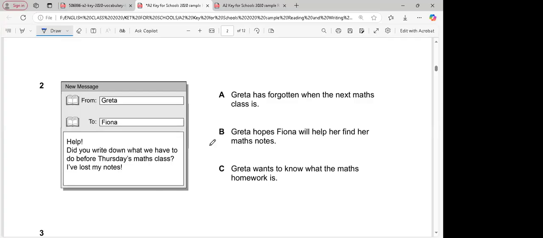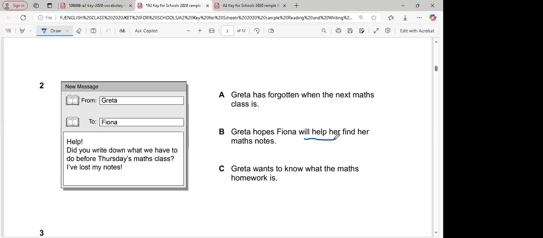Read it, ABC. A. Greta has forgotten when the next maths class is. B. Greta hopes Fiona will help her find her maths notes. C. Greta wants to know what the maths homework is. What was your answer? B. Greta hopes Fiona will help her find.